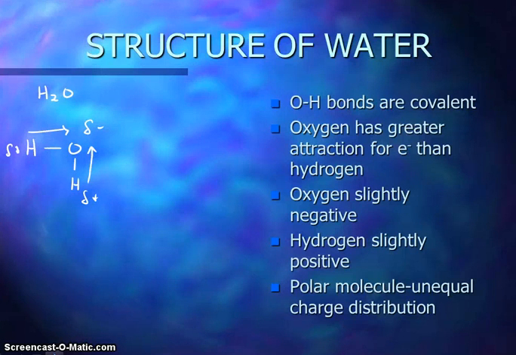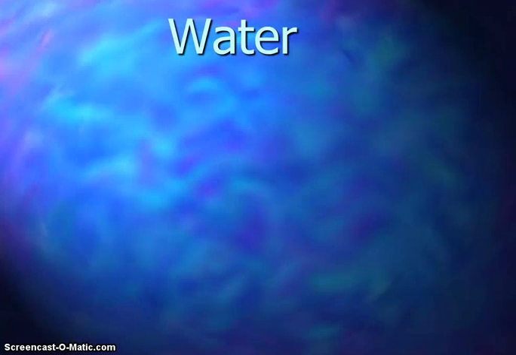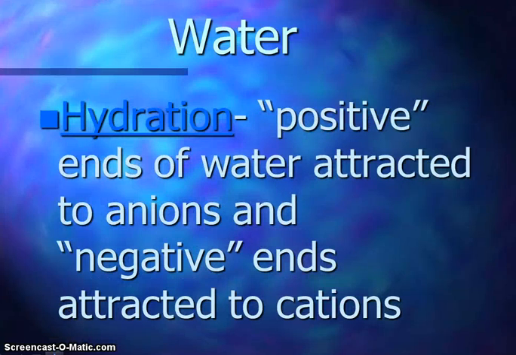We're going to look at how water dissolves other substances. We're going to talk about a term called hydration. And hydration describes how ionic solids dissolve in water. The positive end of the water molecule, the hydrogen end, is going to be attracted to anions in an ionic solid. Remember that anions are negatively charged, so they'd be attracted to the positive end of our water molecule. And the negative end of our water molecule, or the oxygen end, would be attracted to the cations in the ionic solid, or the positive ions.